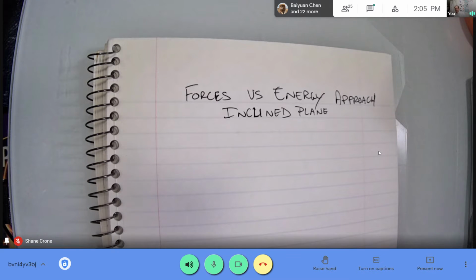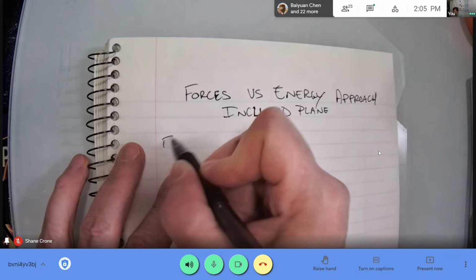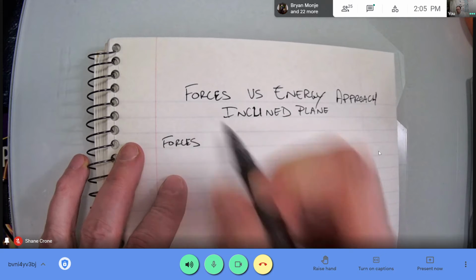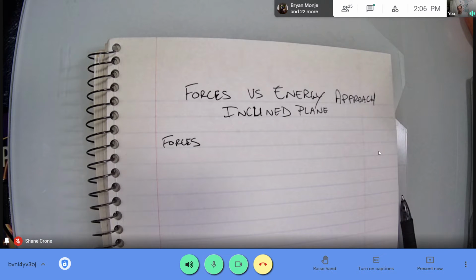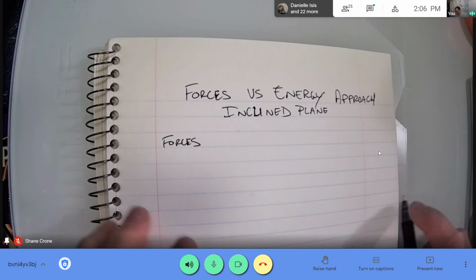All right, so the inclined plane. Let's do forces first. All this is all I want to know: when this thing gets to the end of the ramp, how fast will it be going? When it gets to the end of the ramp, how fast will it be moving? We should be able to work this out by using the forces.